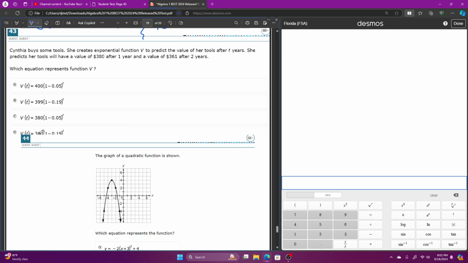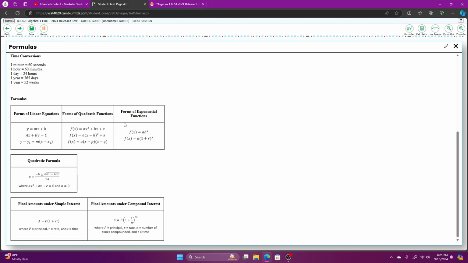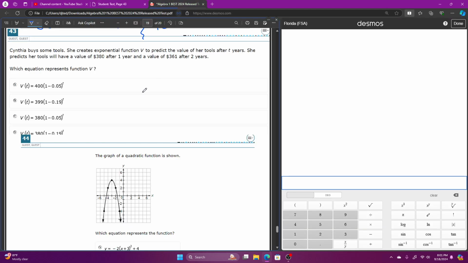So, I know on an exponential function, looking here on the reference sheet, that this letter a in the exponential function is the y-intercept when x equals 0. So if I want the value at 1 year to be $380, I don't want it to be $380 at 0 years. So I know these two are out right away. And as soon as I saw this question, I started making my calculator bigger because I'm going to put this in the calculator. Let's try answer choice A.